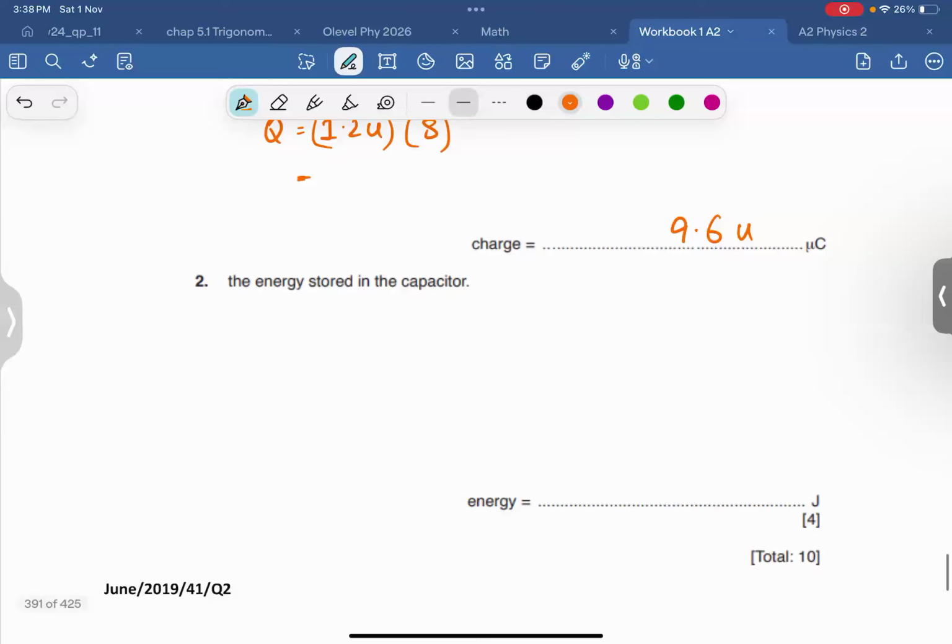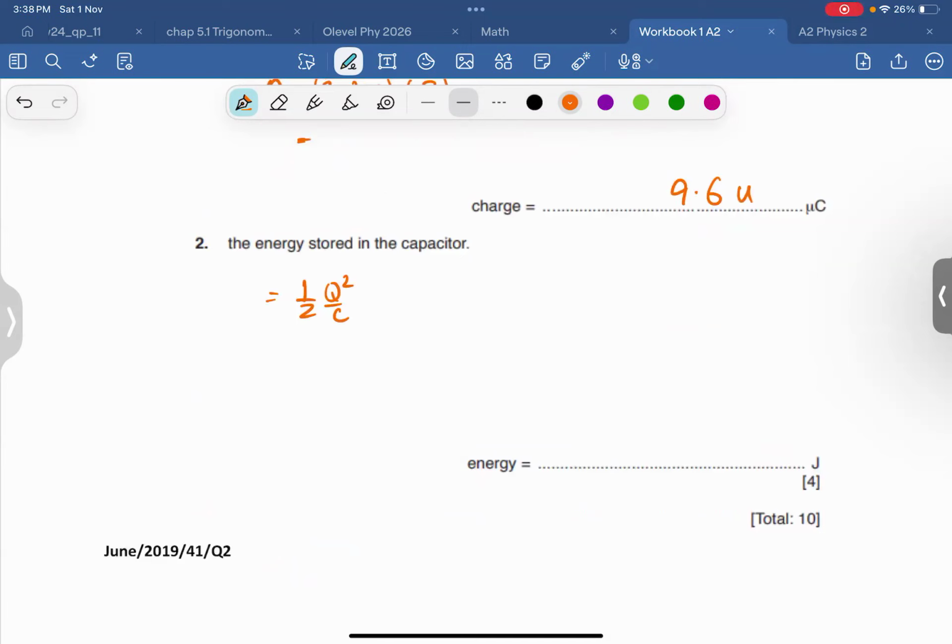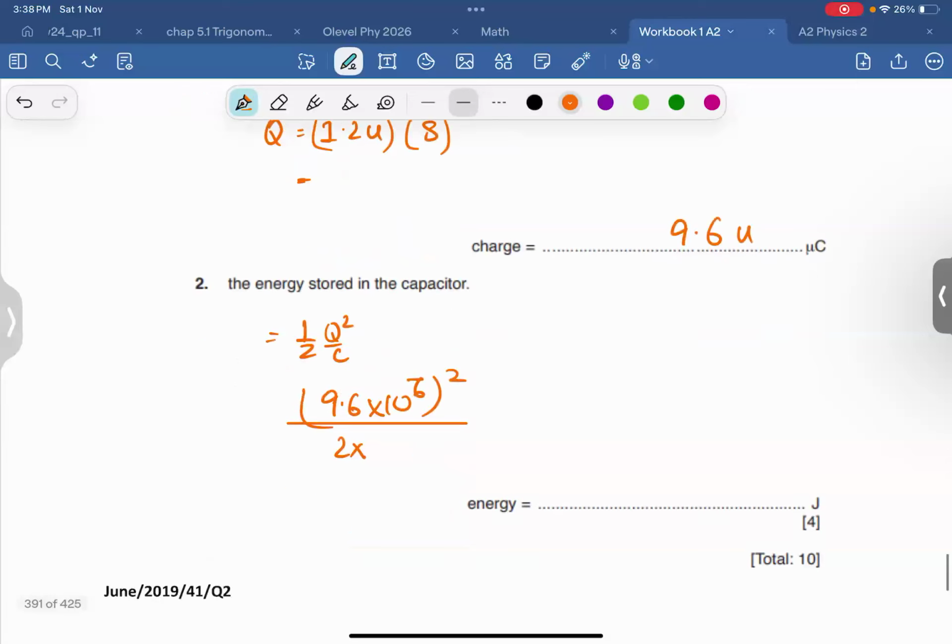So 1 over 2 into... you can use CV square, but CV square will be problematic. If you use Q square over 2C, then that will be easy, right? Because we have the 3 microfarad capacitor. Okay, and we know the charge, 9.6 exponent negative 6. Divided by 2 into C, where C is 3 microfarad.